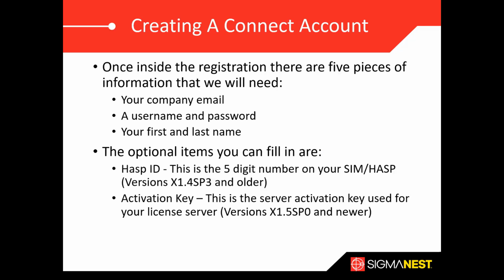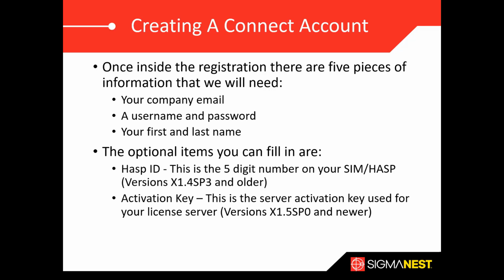Once you click the register here button, there are 5 pieces of information that we will need from you. We'll need your company email, we'll need a username and password, and then your first and last name. The optional items that you can fill in here is the HASP ID. This is the 5-digit number on your SIM or HASP, however you want to refer to it. This is typically used for any version X1.4, SP3, and older.